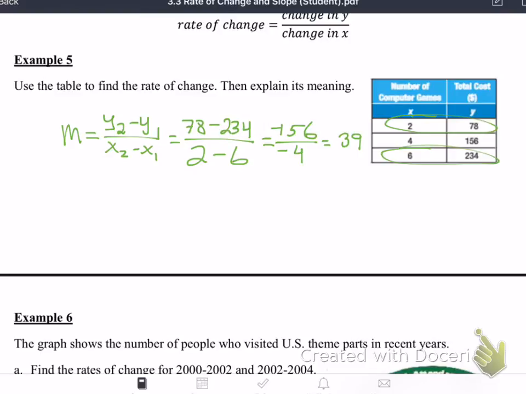Now it says find the rate of change, it's 39. But since it's kind of a story, they're asking then explain its meaning. So what does this 39 mean with the table? The 39 means, this is really 39 over 1. And in the numerator is the y values and the denominator is the x values. So this means it's $39 per computer game.